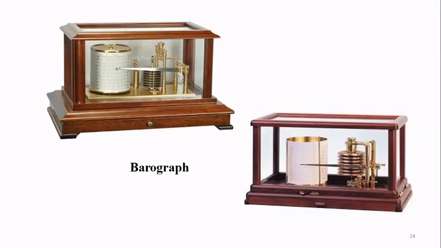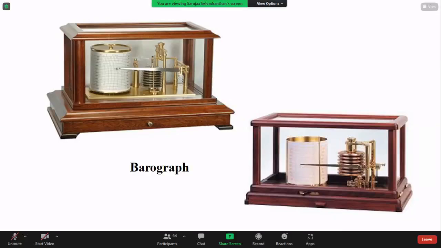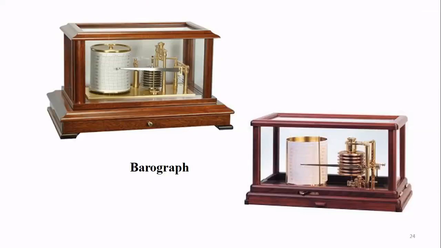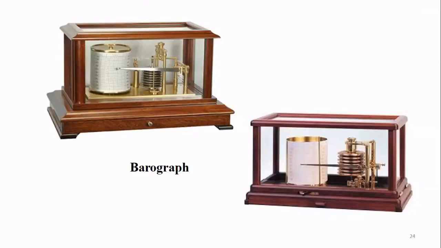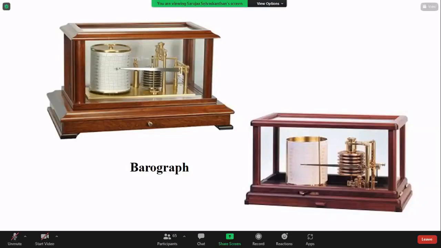Then one more thing in the barograph you have to know: if it is a higher reading, that indicates sunny and dry condition. Just note it down. If it is a higher reading in the barometer, sunny and dry condition. And if it is a lower reading, stormy and wet condition. This will help in the quiz at the last.